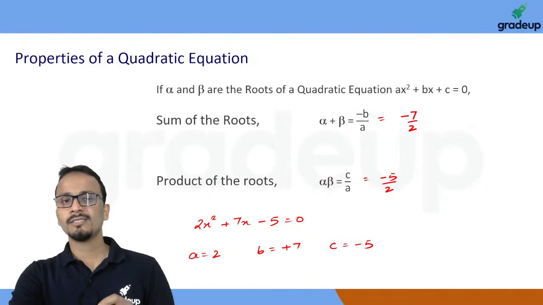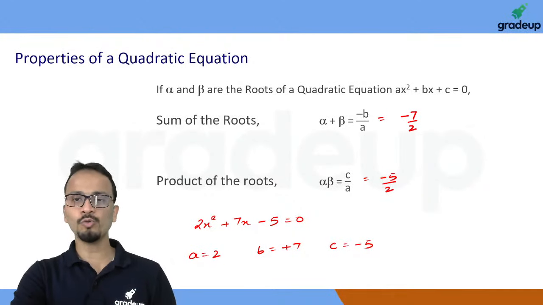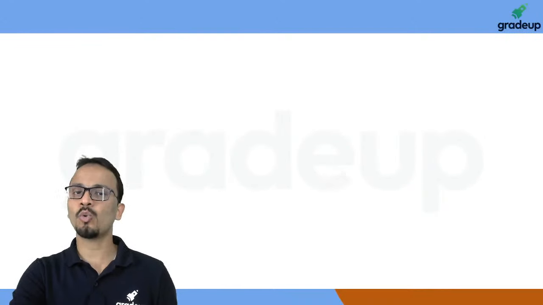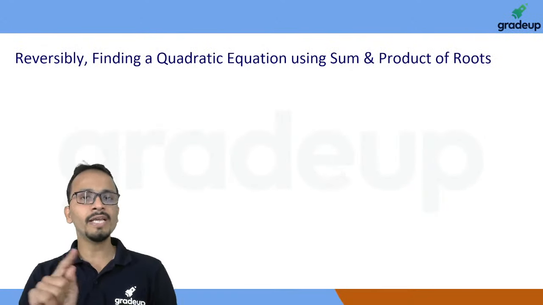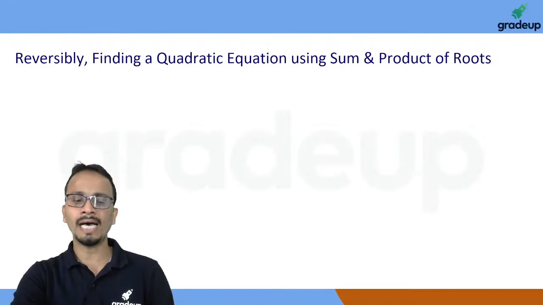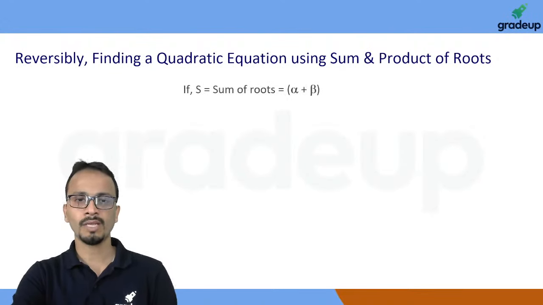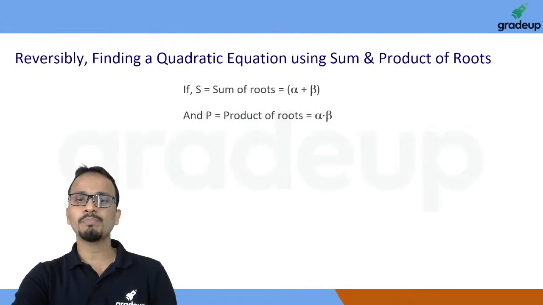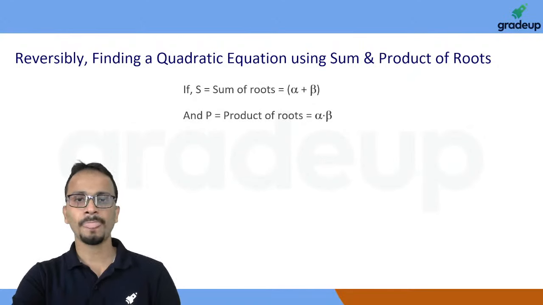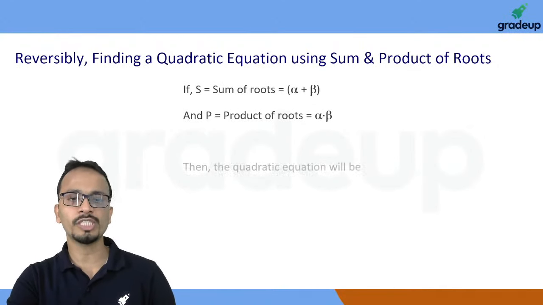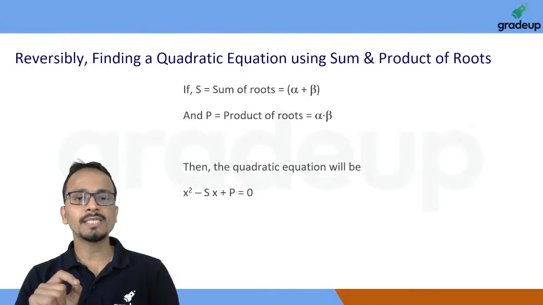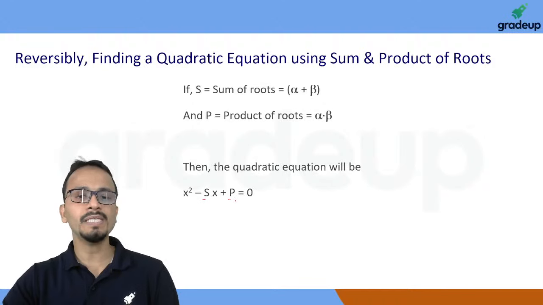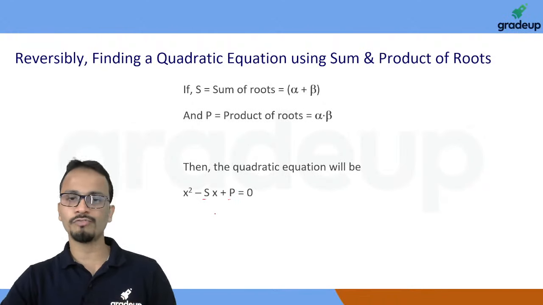Now the next thing is that the sum and product of the roots will be given to you, and using that you will have to find the quadratic equation. So, finding a quadratic equation using the sum and product of the roots. If s is the sum of the roots, which is given, and p is the product of roots, which is also given, then you can directly write the quadratic equation as x square minus sx plus p, where s and p are the sum and product of the roots.